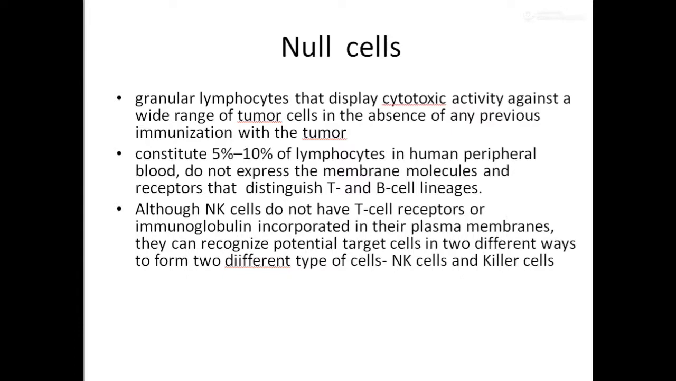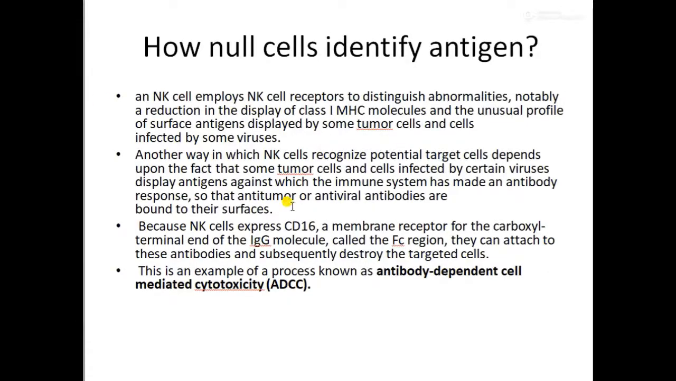We have already mentioned the NK cells in the innate immunity. I just mention it here because it also plays some role in the acquired or the adaptive immunity. The null cells or the NK cells employ receptors to distinguish abnormalities, especially a reduction in the class 1 MHC molecules and the unusual profile of surface antigens displayed by some tumor cells, as well as cells which have been affected by viruses.